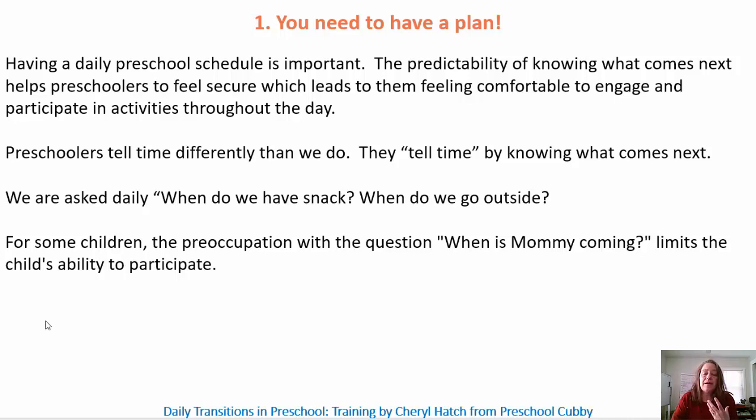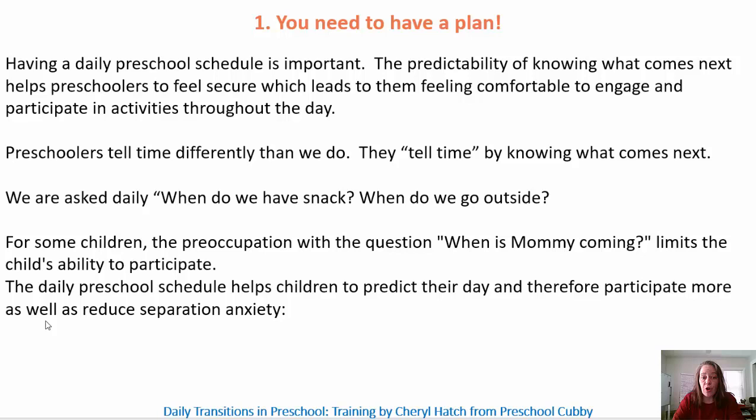It's because when they don't know when this is going to happen, it limits their ability to participate in activities, because they're so worried about being forgotten or when they're going to be able to go home. In a daily preschool schedule, a visual one like I showed you earlier can help them predict this, and it's going to reduce their separation anxiety.